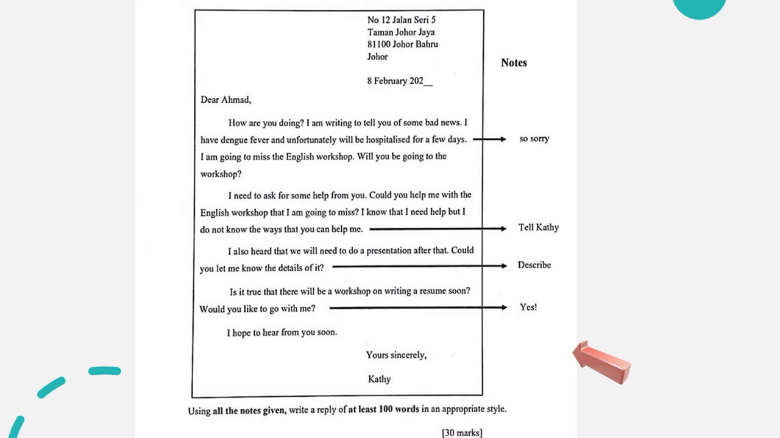Let's read the letter first. Number 12, Jalan Seri 5, Taman Johor Jaya, 81100 Johor Bahru, Johor, 8 February. Dear Ahmad, how are you doing? I'm writing to tell you of some bad news. I have dengue fever and unfortunately will be hospitalized for a few days. I'm going to miss the English workshop. Will you be going to the workshop?